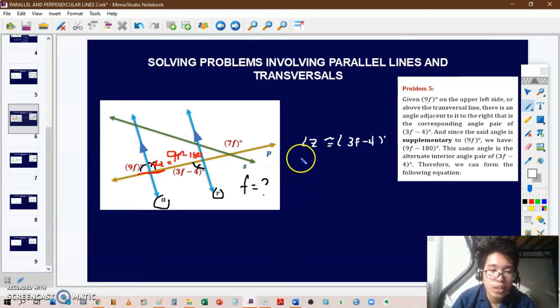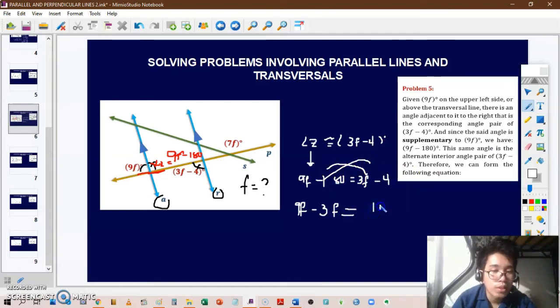Through the substitution property of equality, angle Z is equal to 9F minus 180. Therefore we can equate that to 3F minus 4. From here we can solve for the value of F. We put all of our variables on one side: 9F minus 3F is equal to 180 minus 4. The minus 4 retains its negative sign.